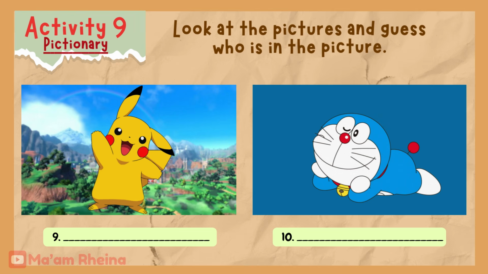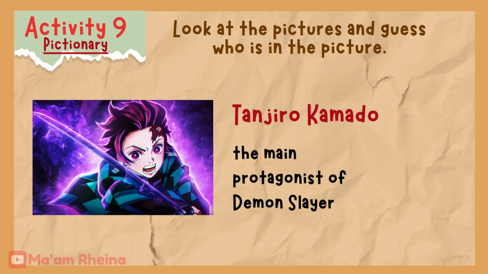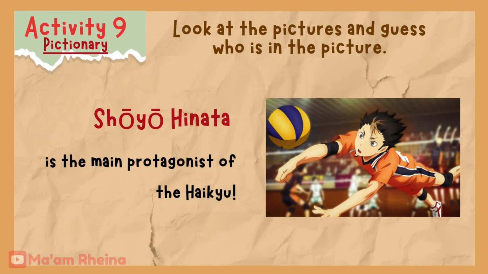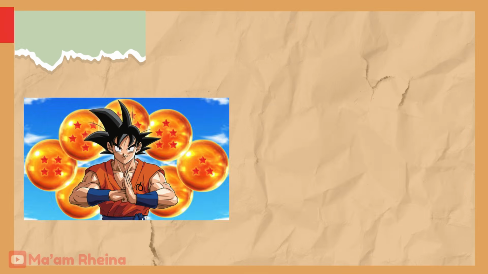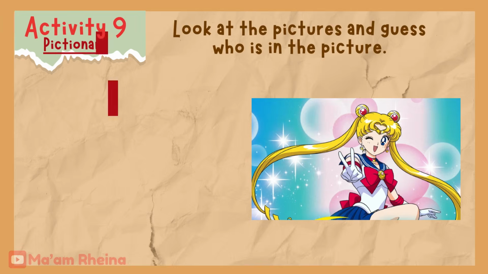Are you all done? Great. Now, let's reveal the answers together and see how many you got right. Tanjiro Kamado is the main protagonist of Demon Slayer. Shoyo Hinata is the main protagonist of Haikyuu. Son Goku, born Kakarot, is a Saiyan raised on Earth and the hero of the Dragon Ball series.